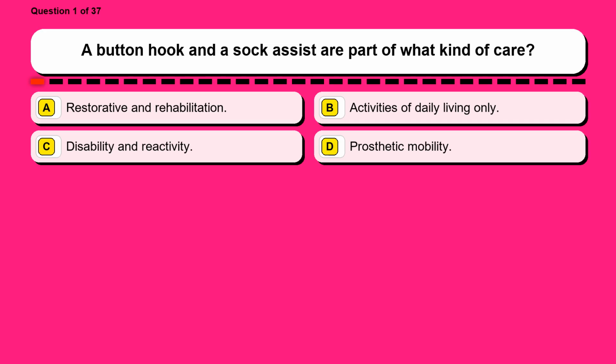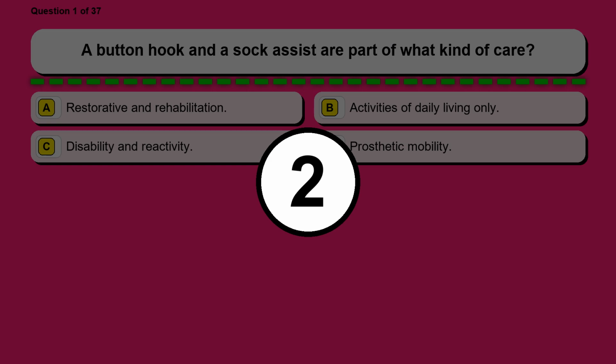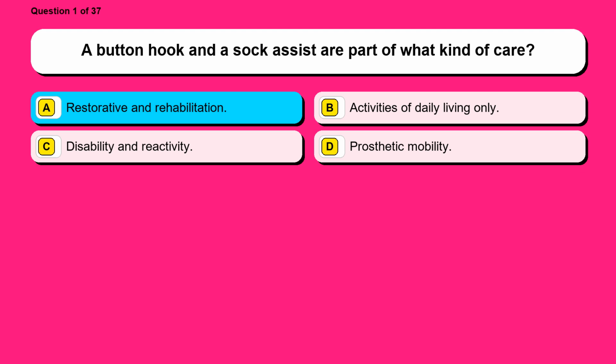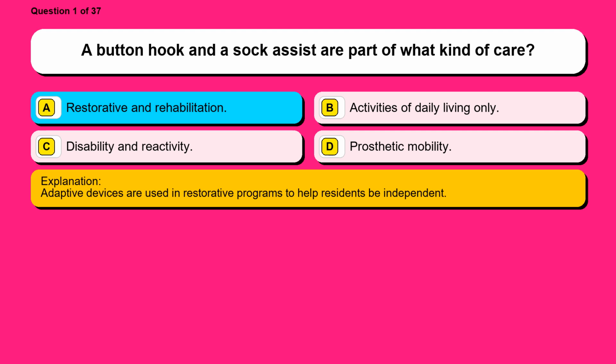Question 1. A button hook and a sock assist are part of what kind of care? Option A. Restorative and rehabilitation. Option B. Activities of daily living only. Option C. Disability and reactivity. Option D. Prosthetic mobility. The correct answer is option A. Restorative and rehabilitation. Adaptive devices are used in restorative programs to help residents be independent.